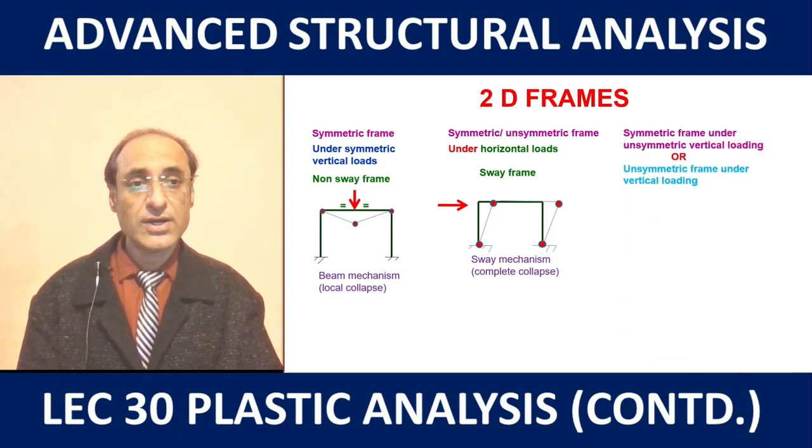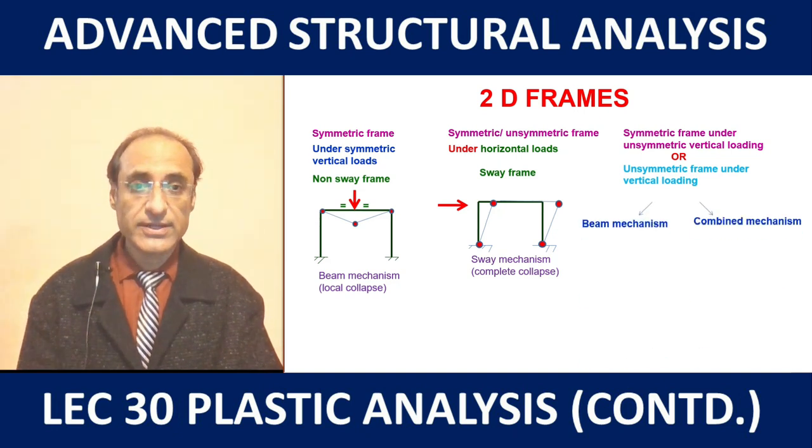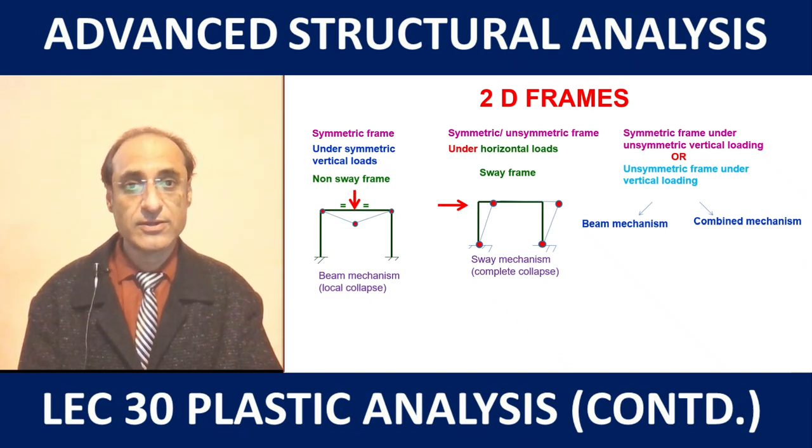Besides these two, a third condition is also possible, that possibly if we have a symmetric frame under unsymmetric vertical loading, or we have unsymmetric frame under vertical loading which could be symmetric or unsymmetric. So in both the cases the frame will be a sway frame. So accordingly it can have two possible mechanisms. One is the beam mechanism and the other is the combined mechanism.